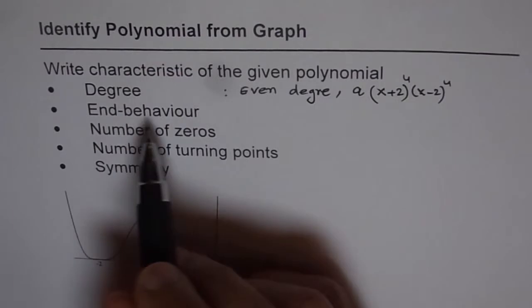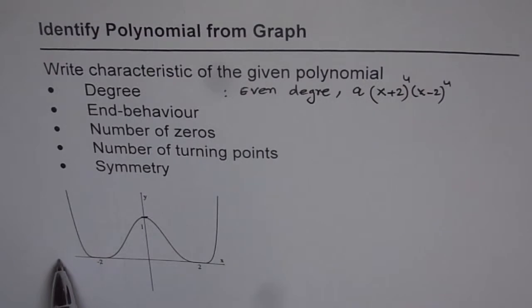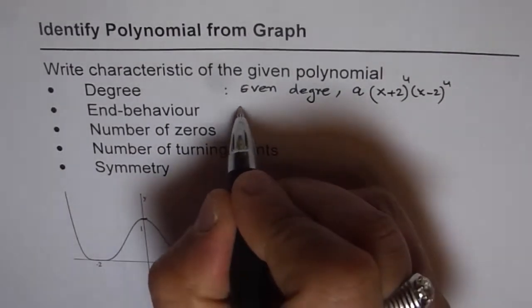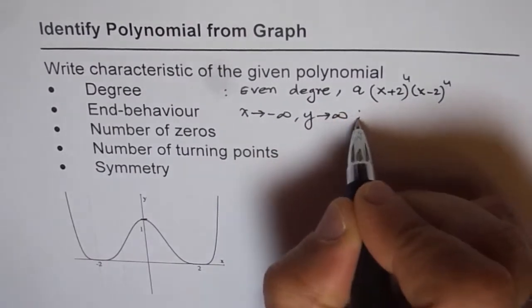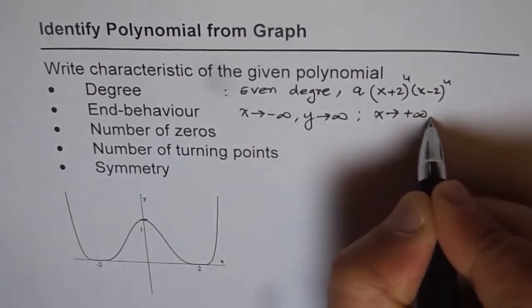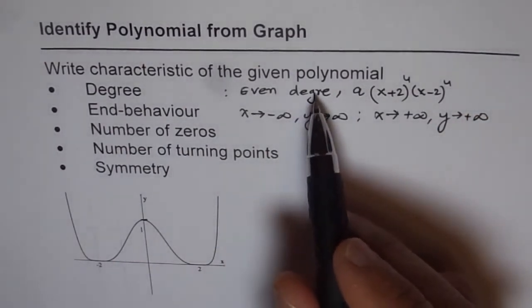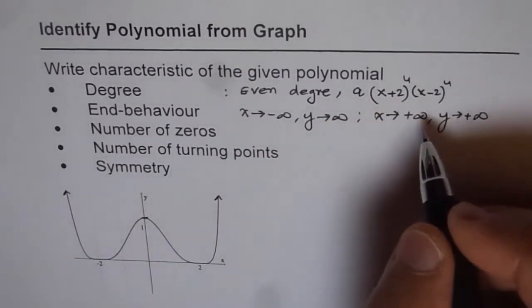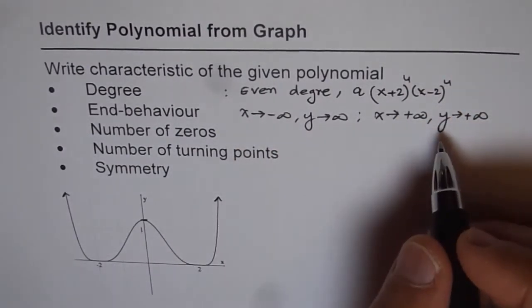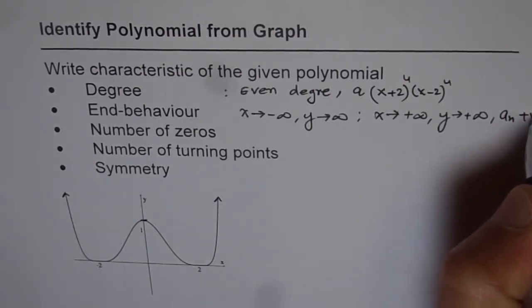In that case, you can actually find the function. And let's go ahead. End behavior. End behavior is what happens when x is approaching minus infinity and when x is approaching plus infinity. As you can see from the graph, if x approaches minus infinity, y approaches plus infinity. And as x approaches plus infinity, y approaches plus infinity. It's an even degree function with leading coefficient positive, right? Therefore, you see both sides up, right? You can add that leading coefficient positive from the end behavior itself. So we can write a_n is positive.